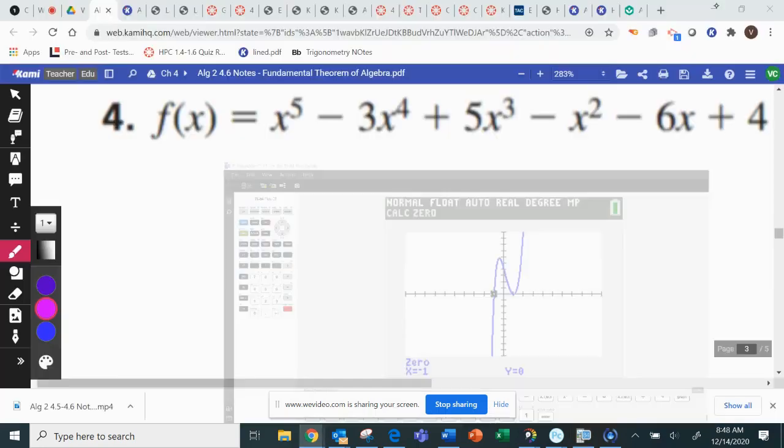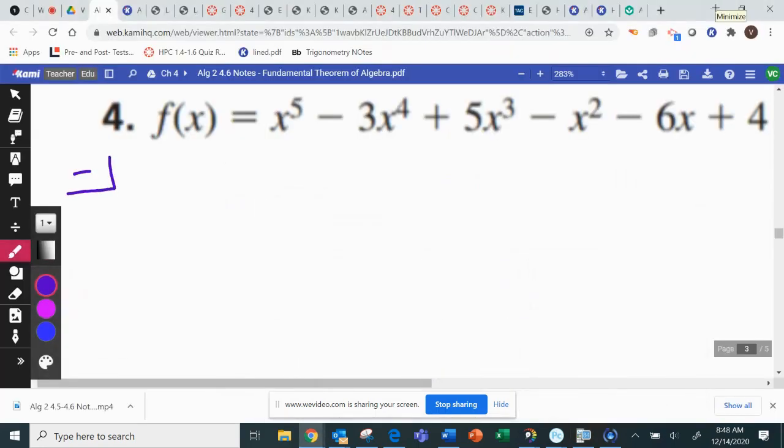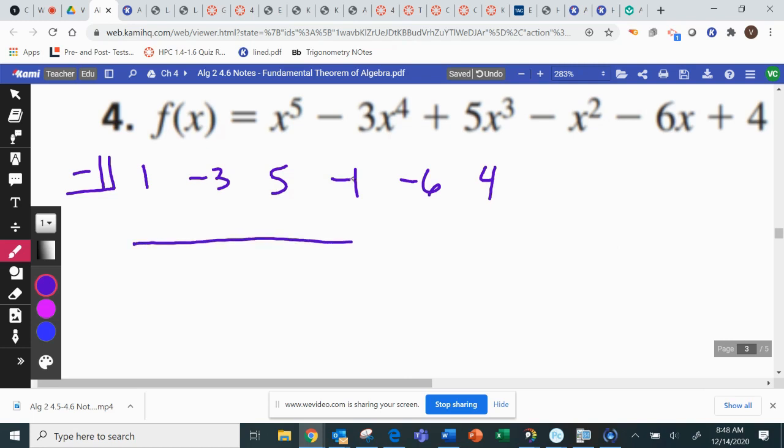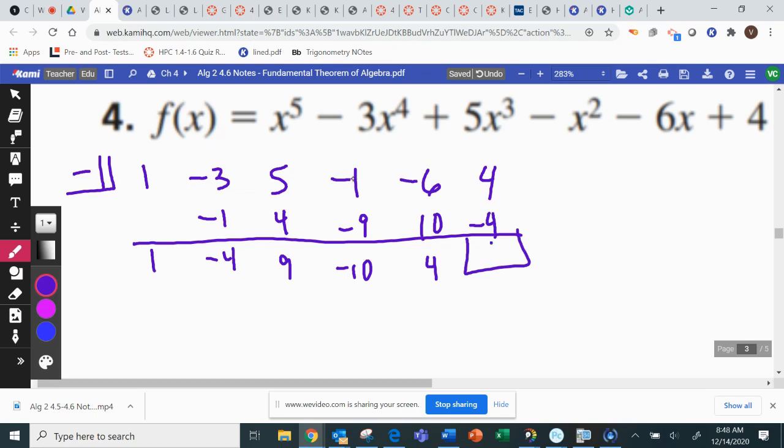So -1 is our first 0. We're going to go here and we're going to say -1. And then we're going to write our coefficients. X to the 5th is 1. X to the 4th is -3. X to the 3rd is 5. X to the 2nd is -1. X to the 1st is -6. And X to the 0 is 4. So I have all of them. I need no zeros. And I do my synthetic division. And it works out perfectly. So we have no remainder. So X equals -1 is a 0. X plus 1 is a factor.